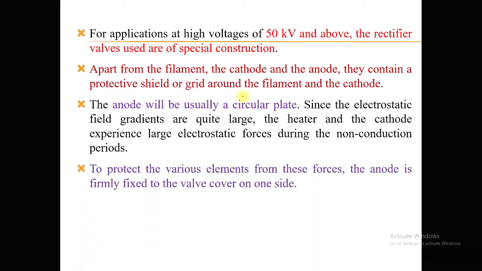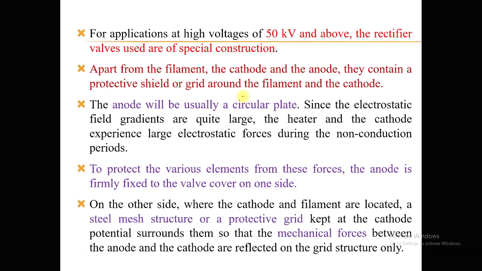So to protect the elements which are connected in series against these electrostatic forces, the anode is kept fixed to a valve which is covered on one side, and on the other side the cathode and filament are located, which has a steel mesh kind of structure. It means that the cathodes and filaments both are housed by a steel mesh structure. So it generally produces one protective grid.